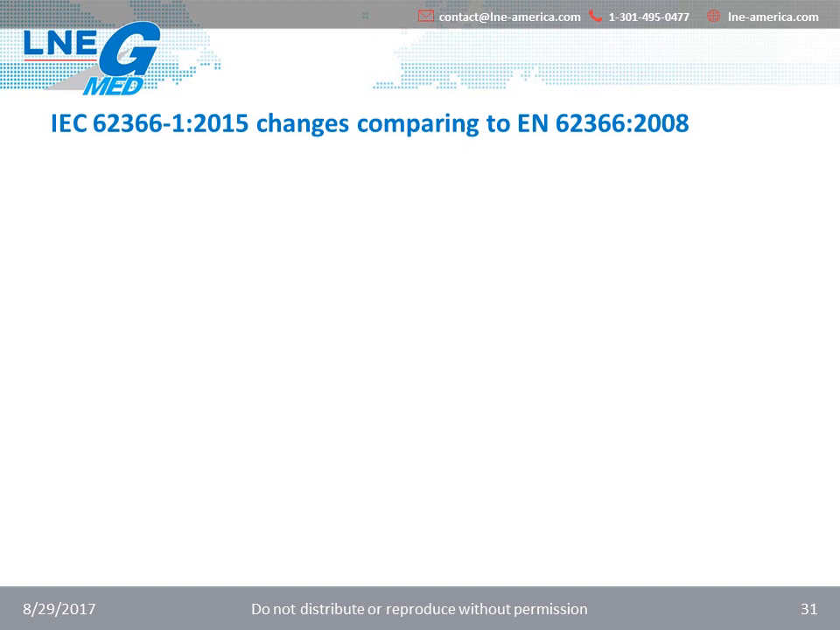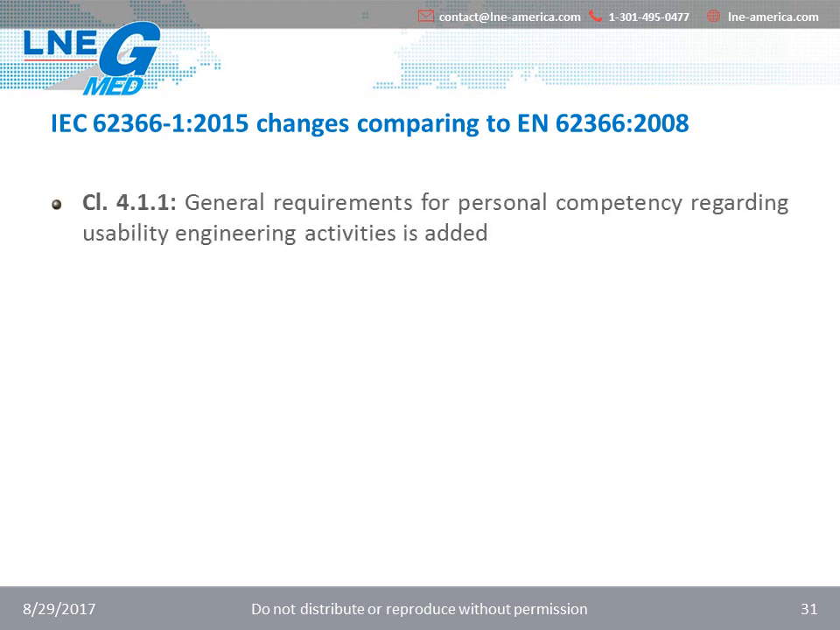Through the following slides, we will review clauses of IEC 62366-1 2015 that have been slightly or completely changed compared to the Harmonized Standard EN 62366 2008. First, Clause 4.1.1, General Requirements for Personal Competency regarding Usability Engineering Activities, is added.